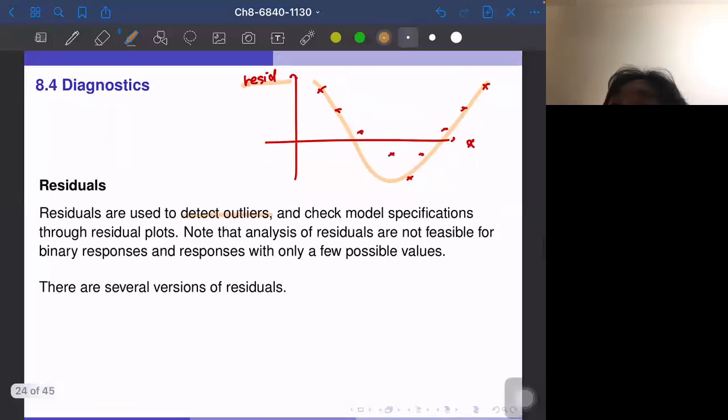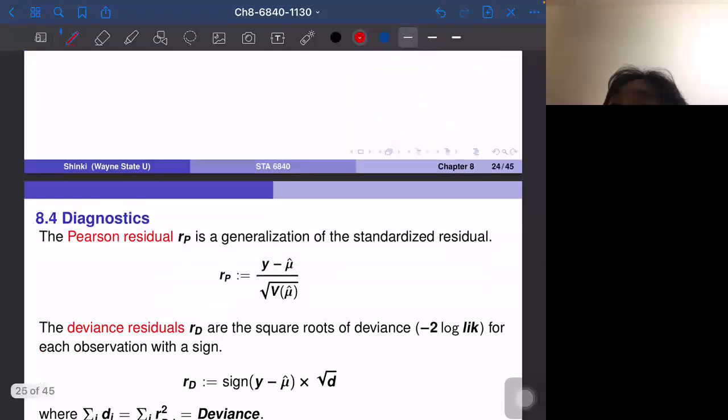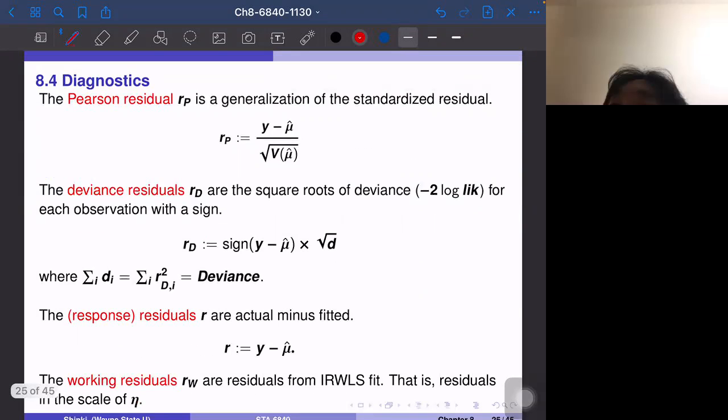Residual plots and residual analysis are not feasible in some cases, especially binary responses, and also responses with only a few possible values. For example, count data where most of the time the values are 0 or 1 is similar to binary response data. Since one observation has a very small amount of information, it's not meaningful to see the residual plots. But it's useful for other cases. And we discuss several versions of residuals in this video.